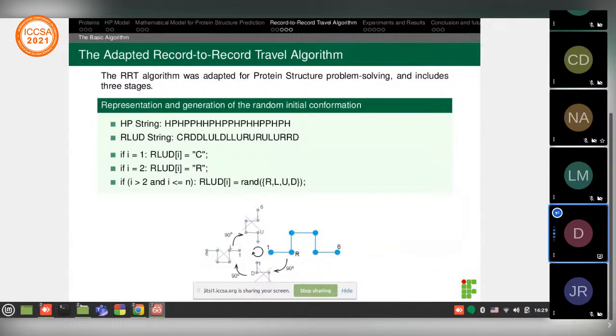So the description includes a 3-stage representation of the configuration. Here I want to mention some data structures that we use: the HP string, the input parameter for RRT, and the right, up, left, and down string, which is the output one. Both have the same length, and the chromosome class encapsulates the two types of string.